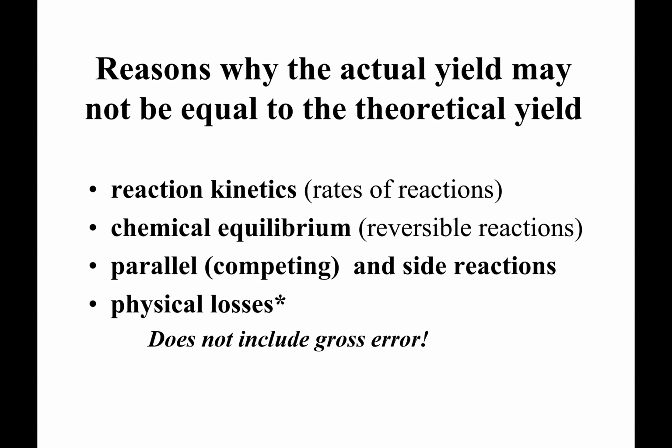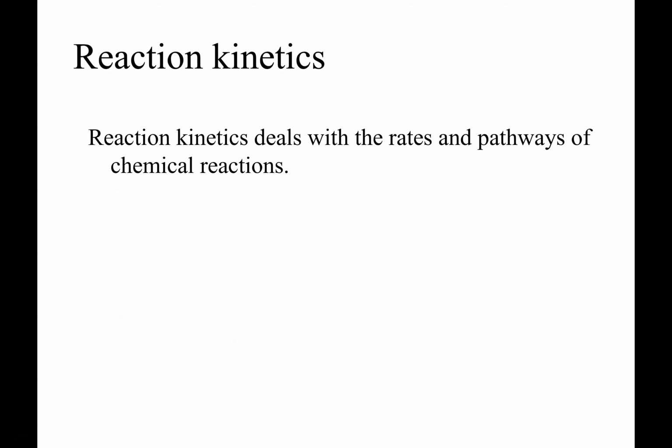I'm going to talk you through these 4 reasons, and actually each one of these 4 reasons is biased low. So these are 4 reasons why what you get in the lab, we call your experimental results, your actual results, is lower than your calculated, theoretical amount. So first one is reaction kinetics.